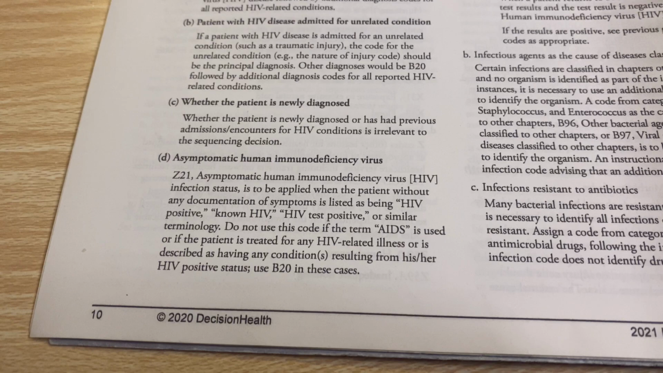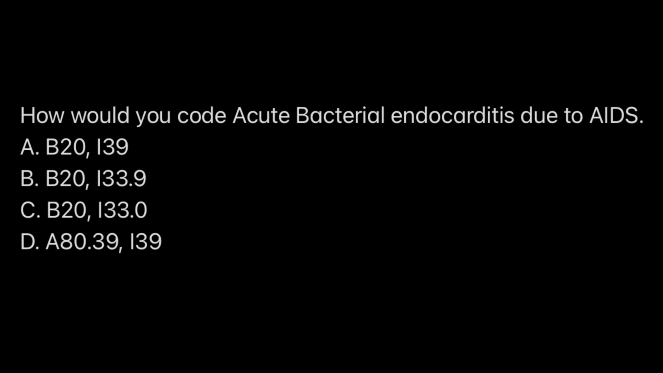So we would be using Z21 if there were no symptoms and the provider had documented that the patient is HIV positive, or that it's known that the patient has HIV, or the HIV test was positive. But if the patient is currently having symptoms or the documentation states AIDS, we are using B20. So understand the differences between the two. For this question, B20 is going to be the correct code.